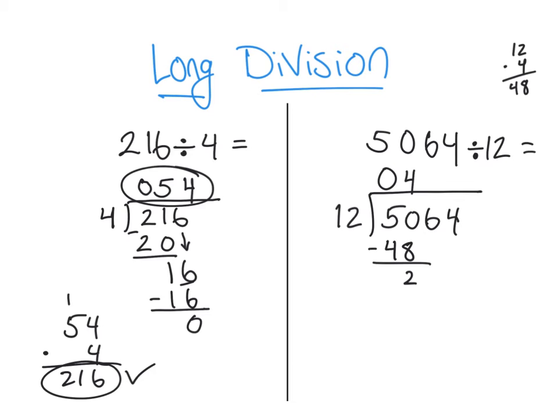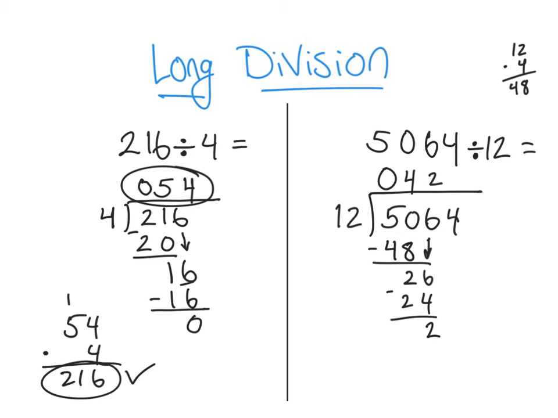Okay? So if we remember from the last problem, the next step is to bring the next number in our dividend down to what is remaining from that subtraction problem. So now we have a 26 down here. So 12 goes into 26 2 times. And I'm going to multiply 2 times my divisor, 12, and I'm going to get 24. So that's what I'm going to subtract from 26. 26 minus 24 is 2.